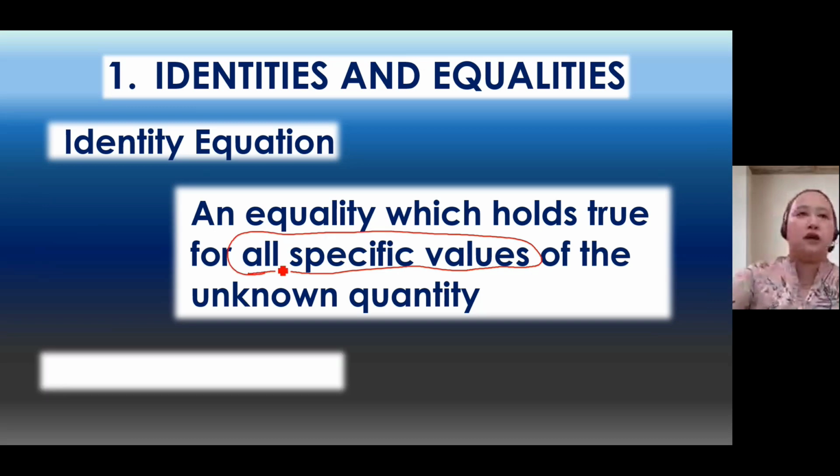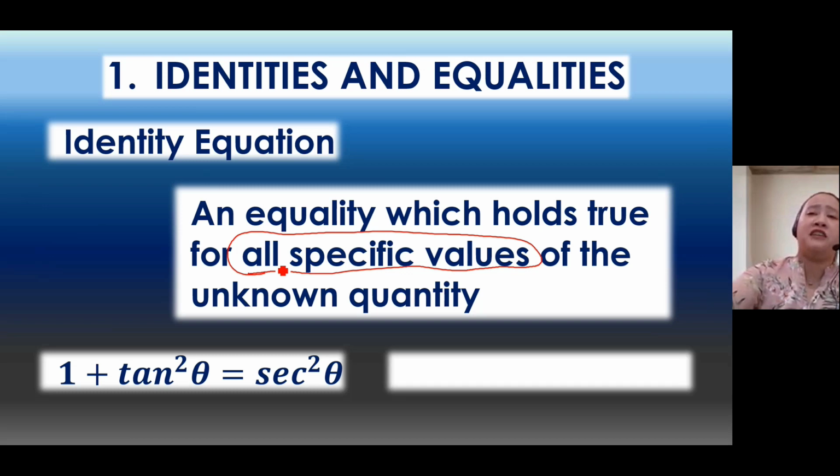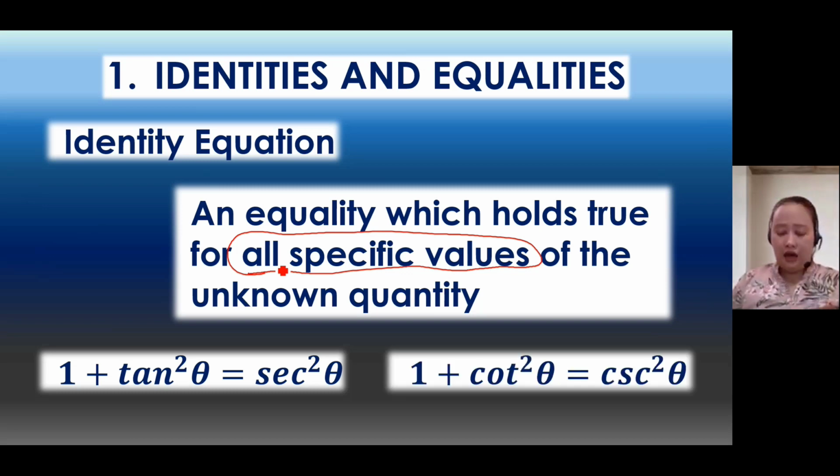One example of an identity equation is 1 plus tangent squared theta equals secant squared theta. And another one is 1 plus cotangent squared theta equals cosecant squared theta. So why is 1 plus tangent squared theta equal to secant squared theta? Remember, whatever value you use, you can still prove that the left side is equal to the right side.